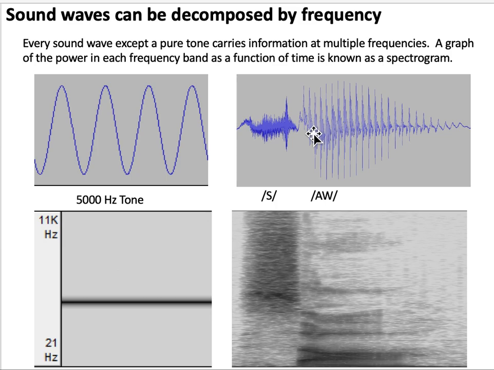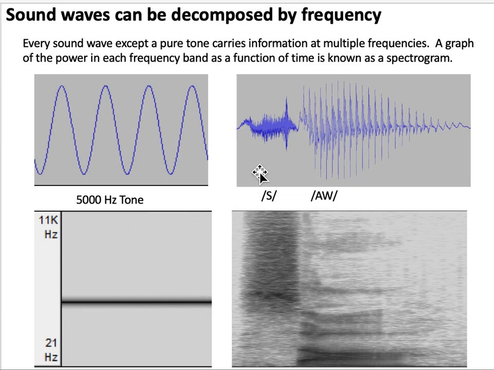It's hard to appreciate what's going on with just traces of pressure in time. So instead, what we oftentimes do is look at a representation that has frequency on the vertical axis and time on the horizontal axis. The amount of power or amplitude is now shown by how dark it is. Here, all the power is in this one frequency, which is at 5,000 hertz. And so here's a band that's right at 5,000 hertz.